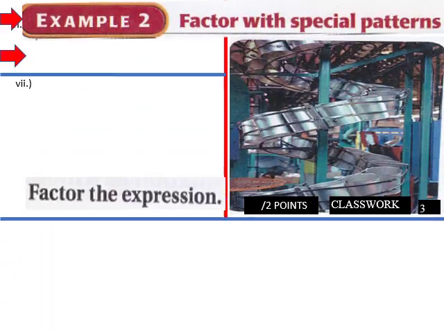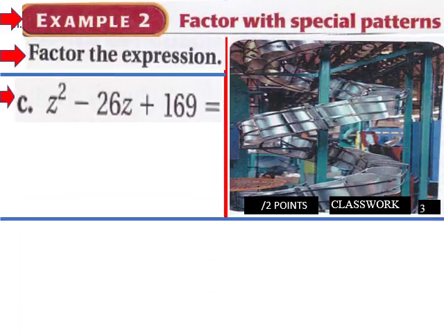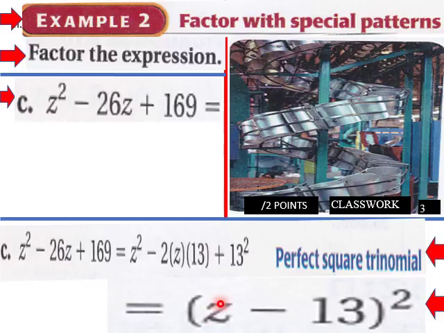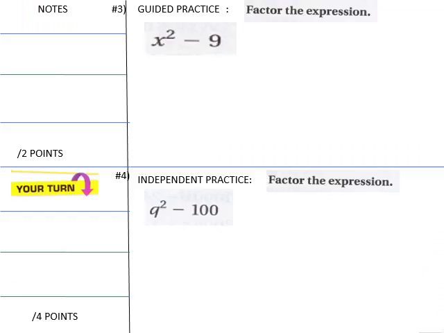And then we go into another situation. Factor this expression, z squared minus 26z plus 169. We have a perfect square trinomial, but this time it's a difference. We have a negative sign in front of our ab term there. So it'll be z minus 13 squared.